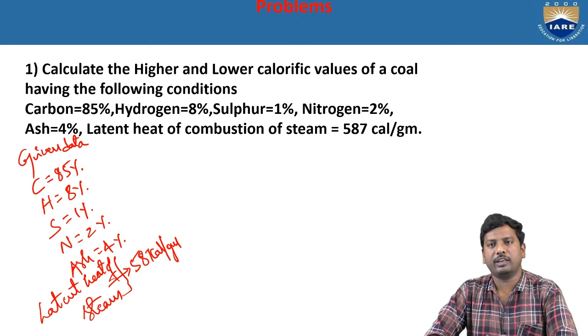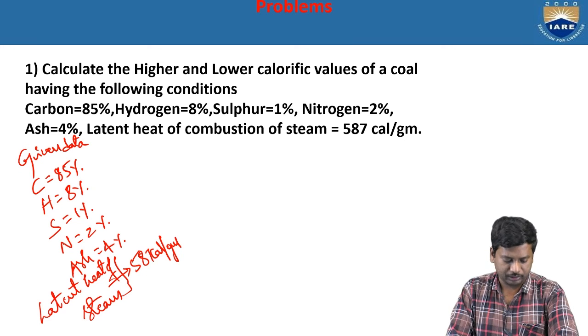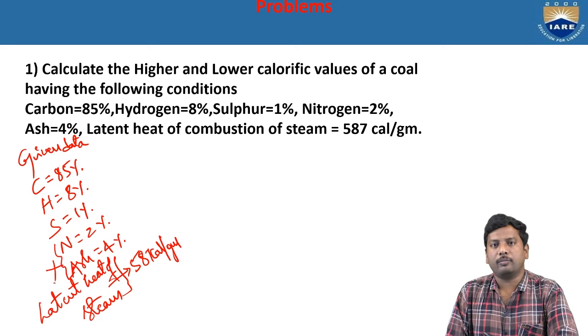Out of the total given data, the components nitrogen and ash do not contribute to the calorific value. Only carbon, hydrogen, sulfur and latent heat of steam are involved in the determination of the calorific value. So we consider the values of carbon, hydrogen, sulfur and latent heat of steam only for determining the higher and lower calorific values. Now, according to Dulong's formula, we are ready to determine the higher calorific value, and after that the lower calorific value.